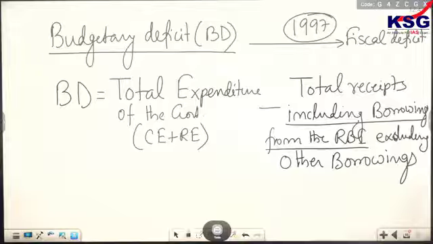Please write: the budgetary deficit concept was replaced in 1997 by the fiscal deficit concept. Okay, full stop. Fiscal deficit measures the actual overall deficit of the government in a given fiscal year.